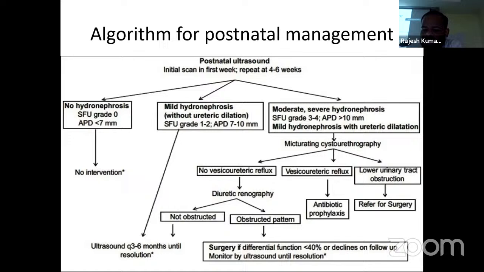If differential function is less than 40% or there is decline on follow-up. If non-obstructive pattern, then manage conservatively and do ultrasound after 3 to 6 months of life. And in MCU, if there is lower urinary tract obstruction, then go immediately for surgery.